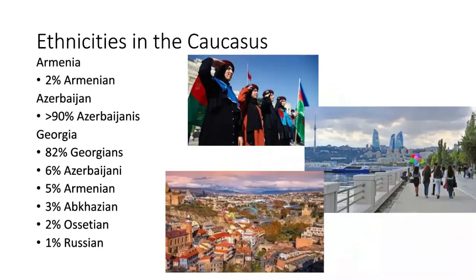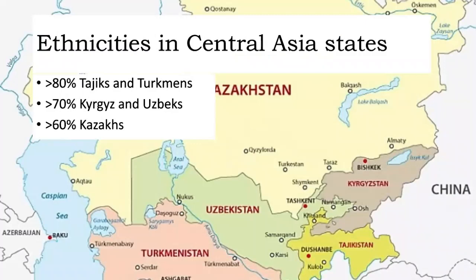Ethnicities in Caucasus: this is multiple countries. So, Armenia, there is only 2% actually ethnic Armenians, and Azerbaijan, more than 90% Azerbaijanis. Georgia, 82% Georgians, 6% Azerbaijani, 5% Armenian, 3% Abkhazian, 2% Ossetian, and 1% Russian. Ethnicities in Central Asia states include more than 80% Tajiks and Turkmens, more than 70% Kyrgyz and Uzbeks. And then finally, more than 60% Kazakhs.